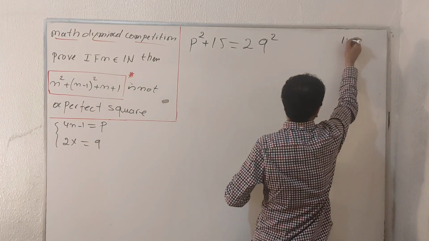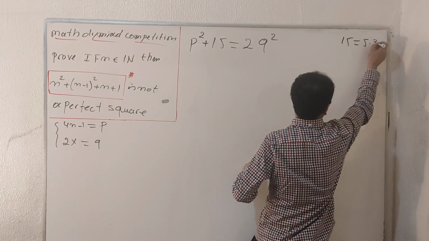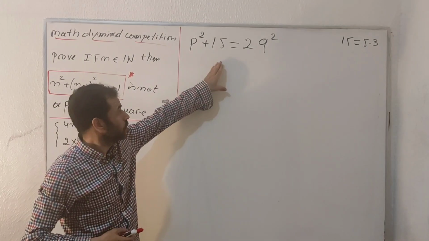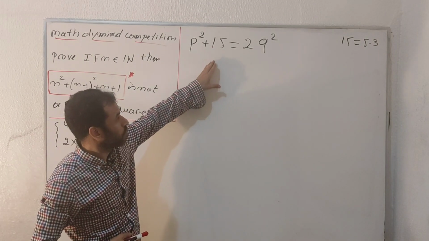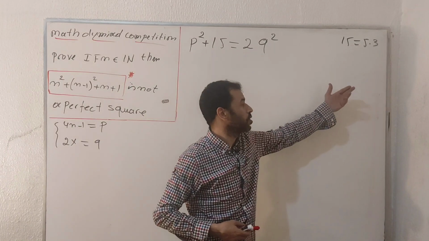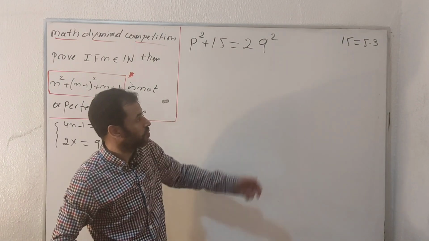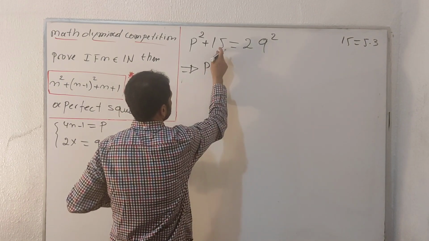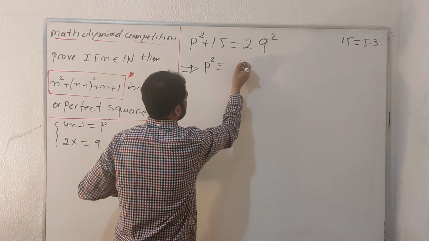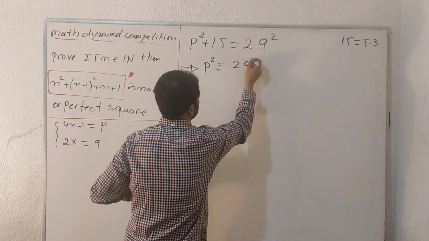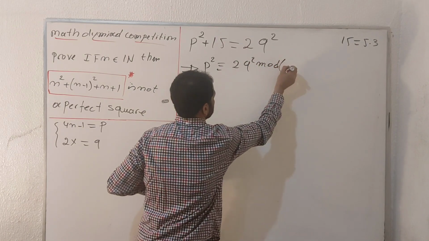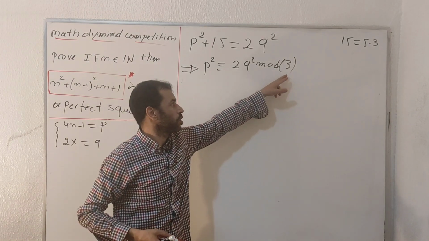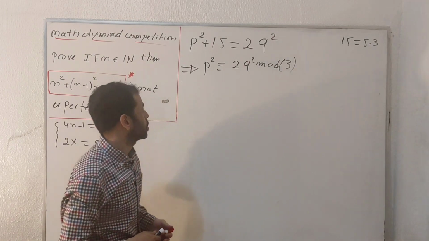This number 15 equals 5 multiplied by 3. I'm going to use the congruence notation here, by reducing this to mod 5 or mod 3, either one, because 3 divides 15 and 5 divides 15. So we'll have p squared, which is going to be 0, and this one will be 2q squared mod 3. I'm going to do mod 3; you can check mod 5, and it will be the same thing.